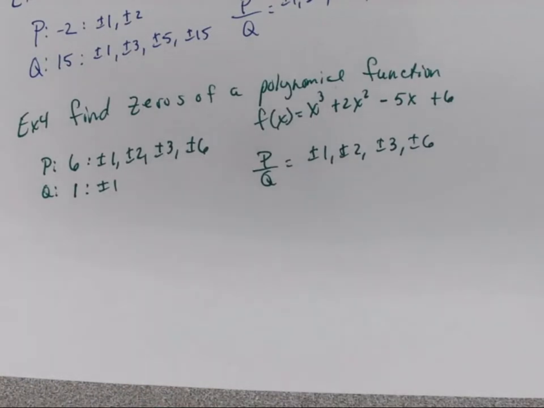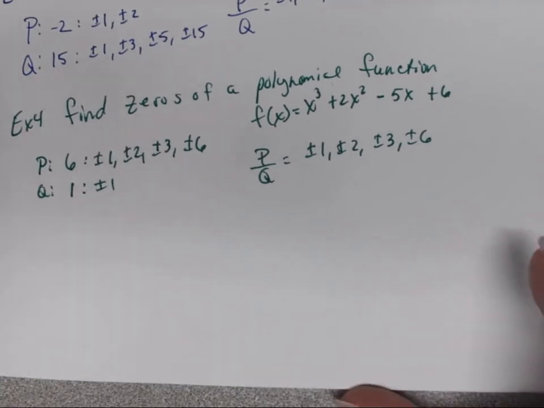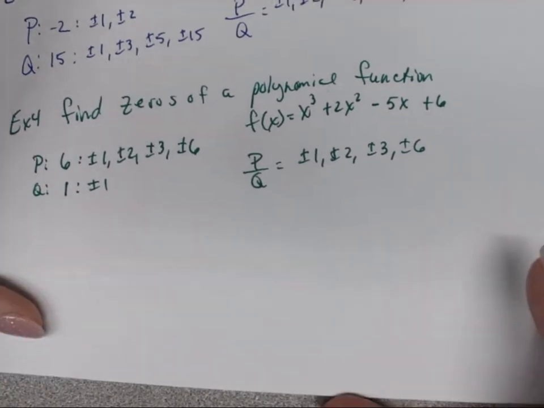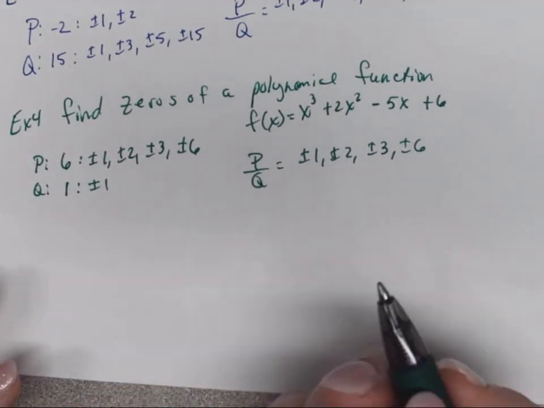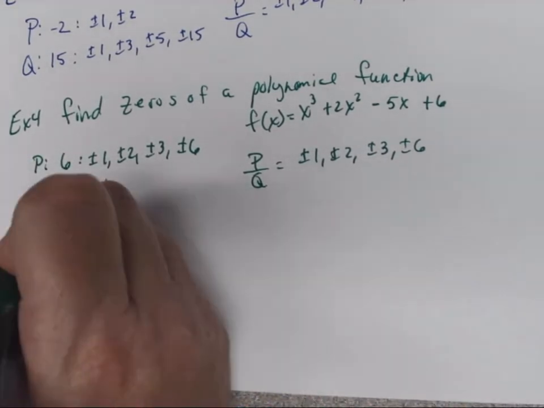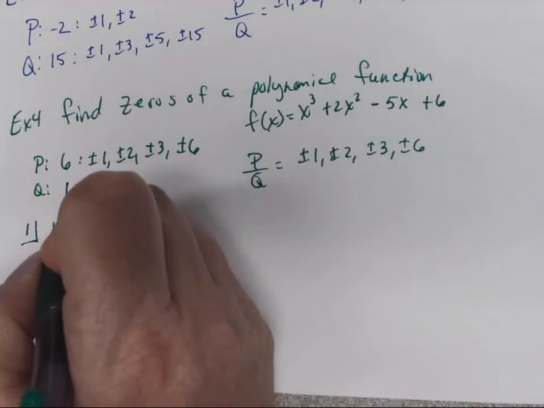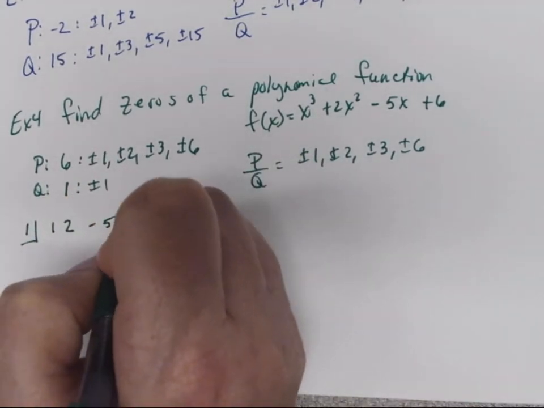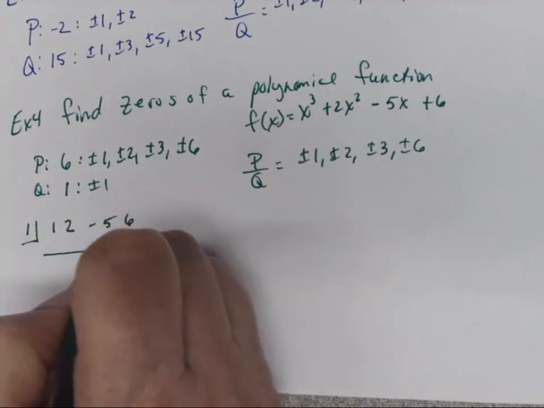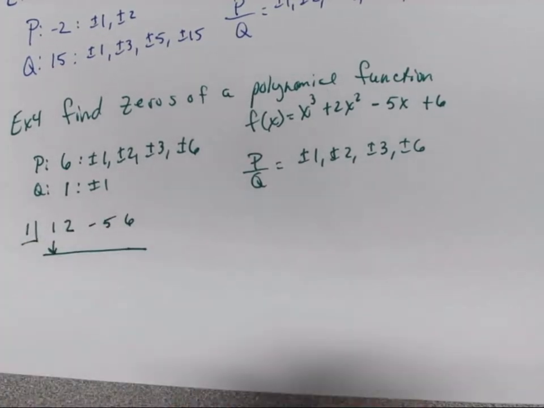All right, now to find which ones are the zeros, in the past we've done some problems where you're given this one, find it. Well, we're not given any of them. We've figured out the possibles. We've got to figure out which one it is. So we're going to use synthetic division to find this. You can pick any numbers. I'm just going to start with 1. So my coefficients are going to be 1, 2, negative 5, and 6. Draw my line, bring down my arrow.